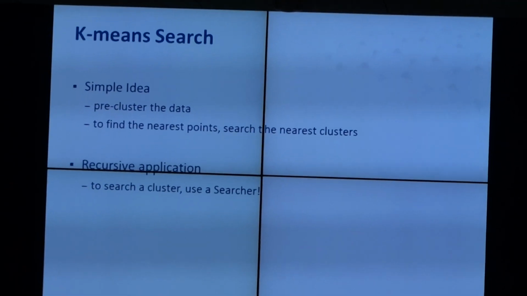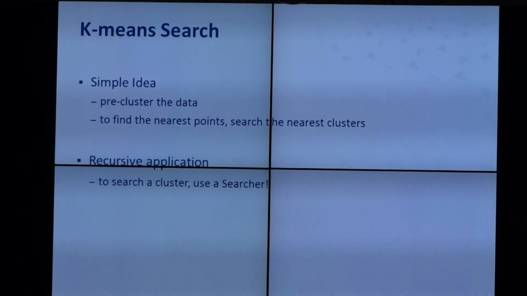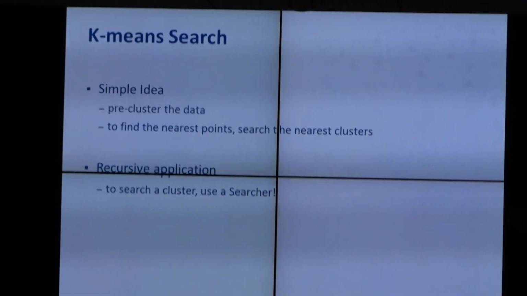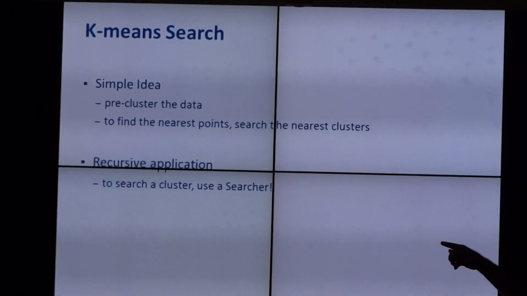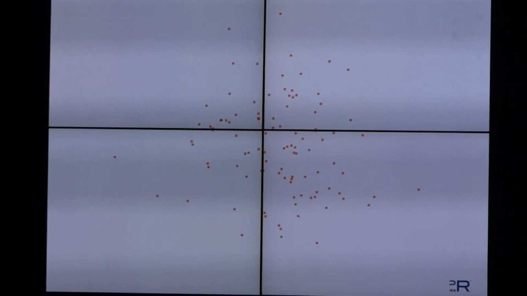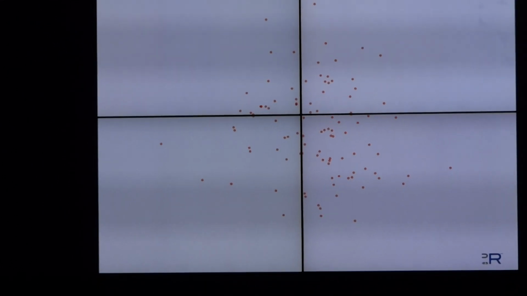K-means search is a simple idea as well. You pre-cluster the data, and to find the nearest points, you find the nearest clusters, and you look at those. And of course, in that, you use a searcher, maybe a projection searcher, probably not a K-means searcher, because that would require you to search. Never mind.